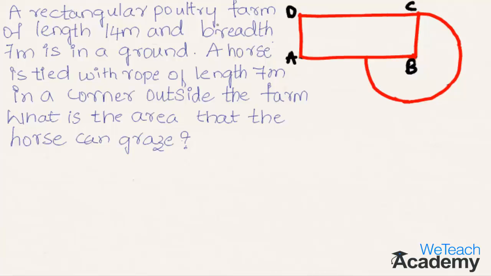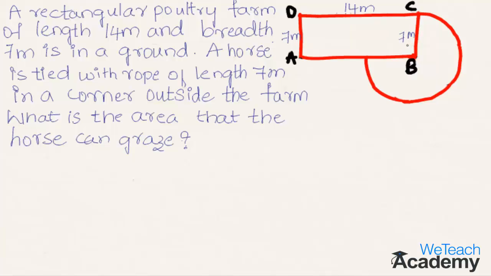So here in this case, a rectangular poultry farm, that is a rectangle ABCD over here, where length is 14 meters. That is, you can say DC is equal to 14 meters, which is also equal to AB here, and breadth is 7 meters in ground. So you can say DA is equal to 7, which is also equal to CB, that is 7 meters.